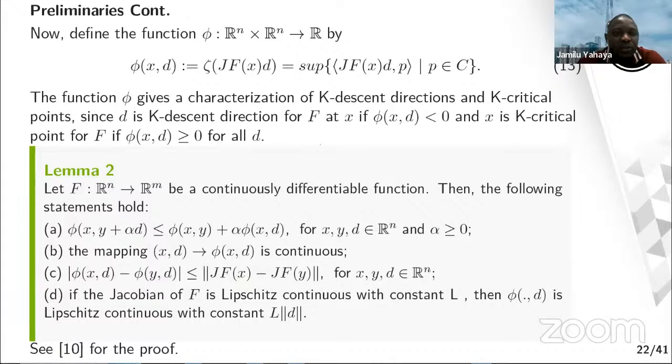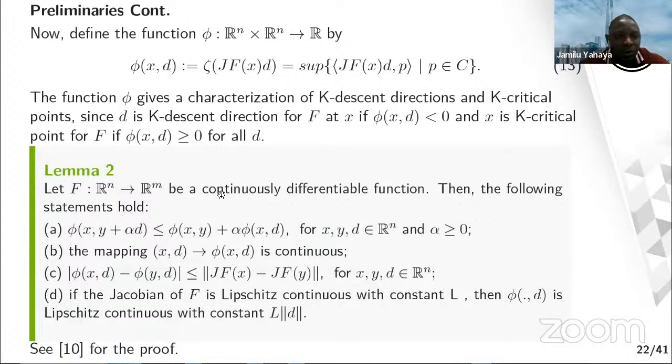Now, define the function phi from R^n cross R^n to R by equation 13. So the function phi gives a characterization of K-descent directions and K-critical points. Notice that d is a K-descent direction for F at x if we have this relation, that is, phi of x comma d is strictly less than zero. And x is a K-critical point for F if phi of x comma d is bigger or equal to zero for all d.